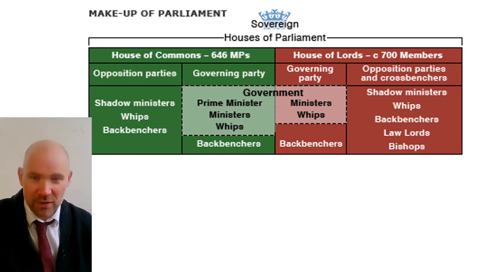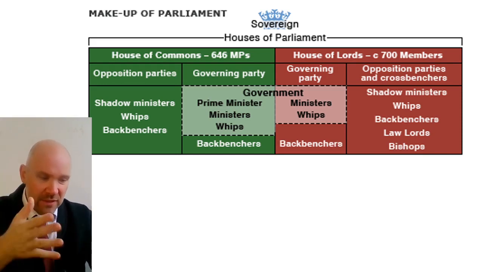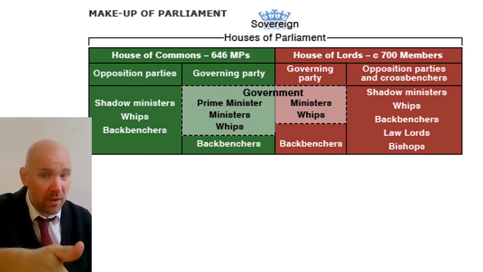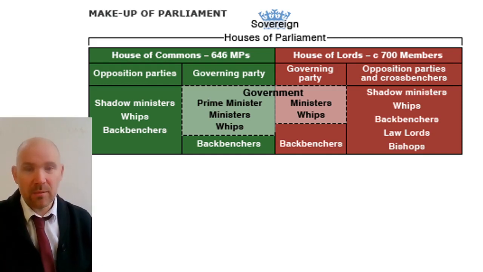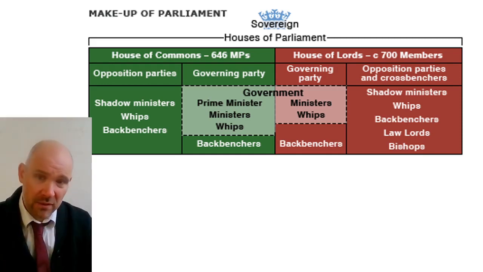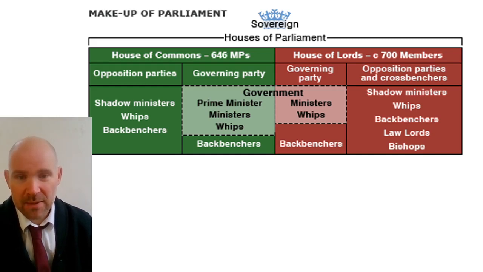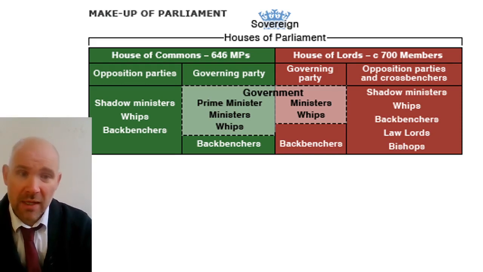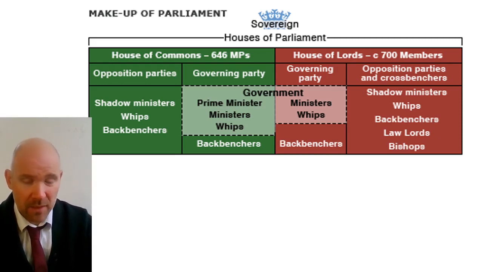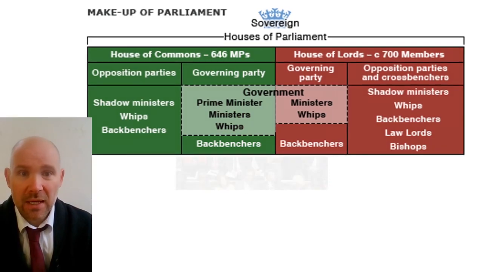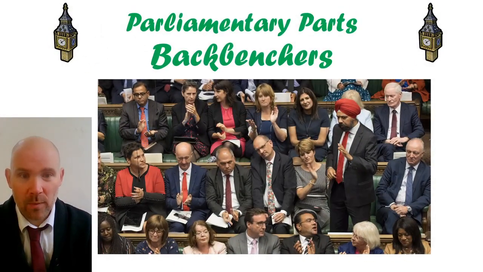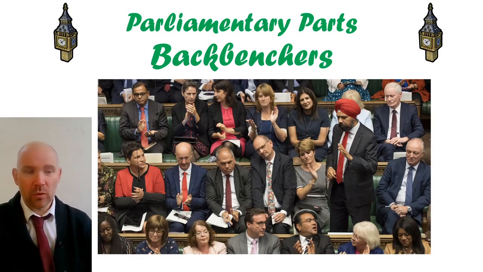This is quite a tricky concept to get. There are Conservatives in the House of Parliament who are not part of the government, but they are still part of the governing party. And then on the other side, opposition parties, shadow ministers, whips, and backbenchers, and we'll come back to them in a little bit, and we'll discuss their role. The House of Lords has a similar setup, but we'll talk about the House of Lords separately at another time once we've understood the Commons. So the next few slides are going to be called Parliamentary Parts.